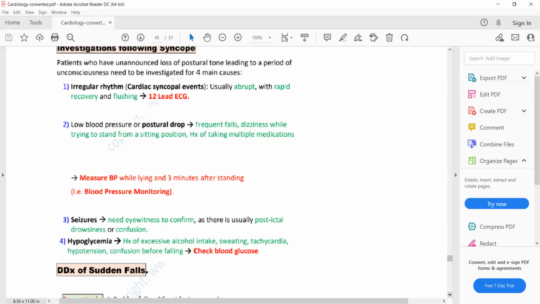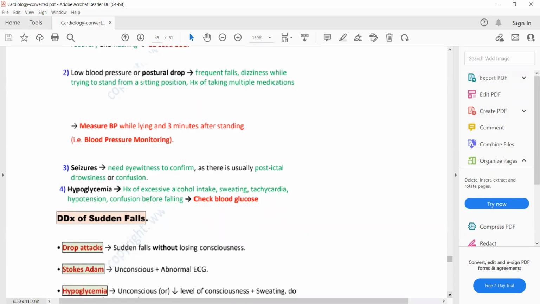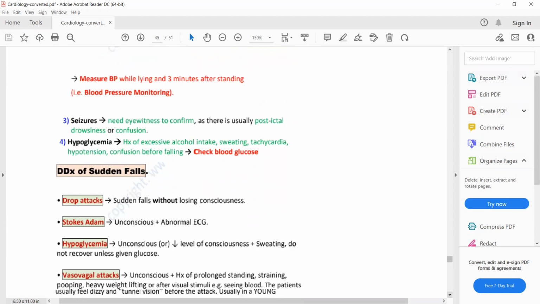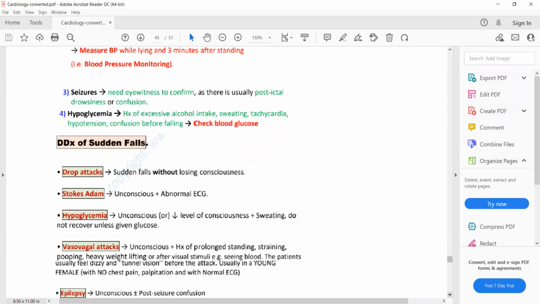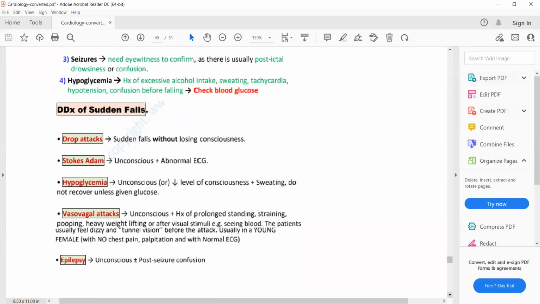And a person with polypharmacy, then you will suspect postural hypotension, and you will measure his BP while lying and 3 minutes after standing. In a scenario of seizure, there will be an eyewitness who will confirm the seizure, and there will be post-ictal drowsiness and confusion. And in case of hypoglycemia, there will be a history of alcohol intake, and before becoming unconscious, there will be sweating, tachycardia, and hypotension, etc.